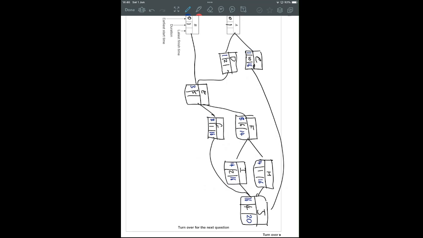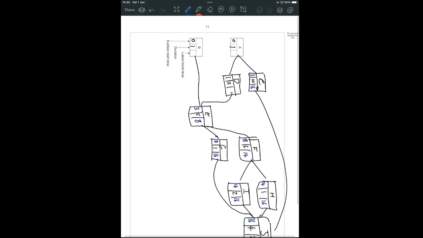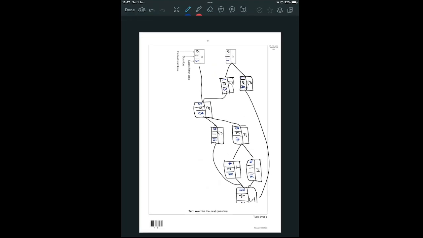Then E, well, 14 minus 6 or 16 minus 1 is 8. That forces D. D has to be finished by 3. A has to be finished by 1. And B can actually finish as late as 3. Sorry, mental arithmetic. 8 minus 5. That could be as finished as late as 3 for E still to be on track.